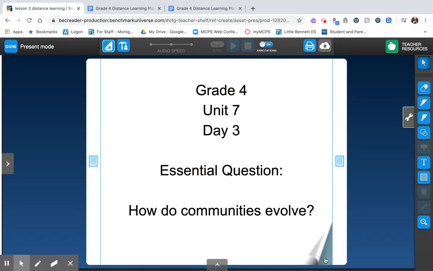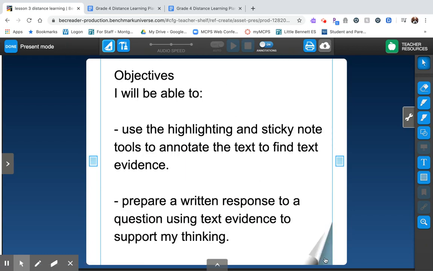This is the Grade 4, Unit 7, Day 3 lesson. The essential question that I'd like you to keep in mind is, how do communities evolve? By the end of this lesson, you will have used a highlighter or sticky note tool to annotate the text to find text evidence. You will also have prepared a written response to a question using text evidence to support your thinking.